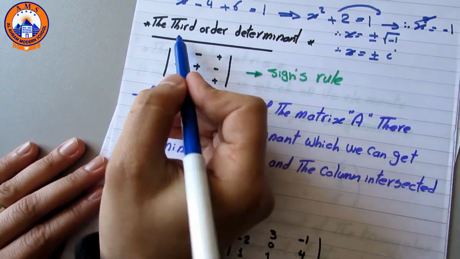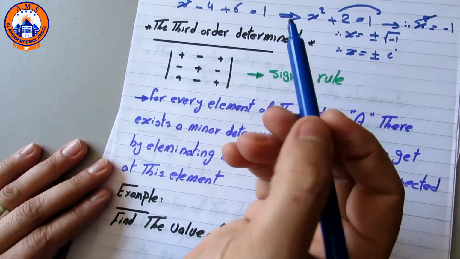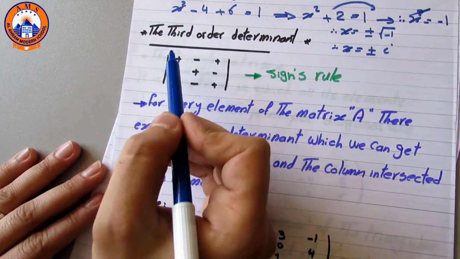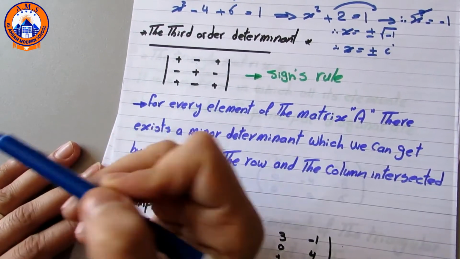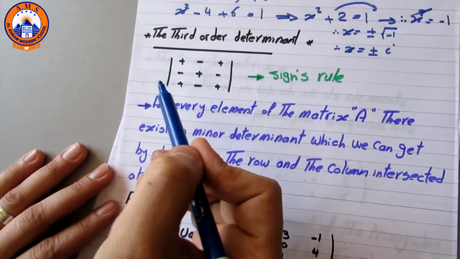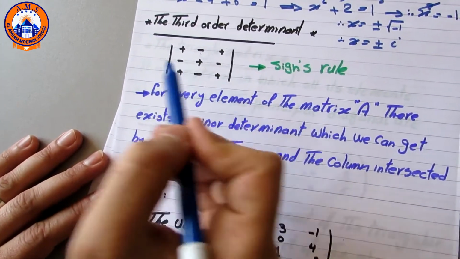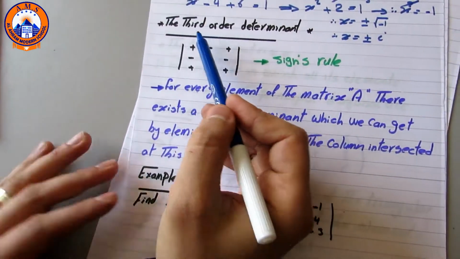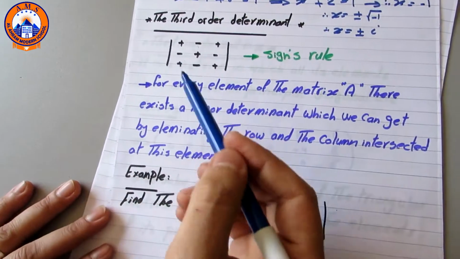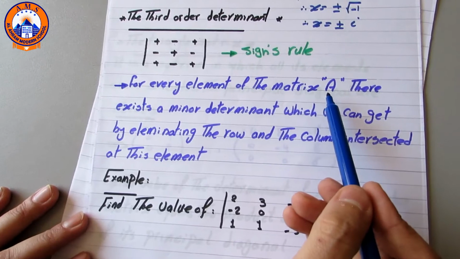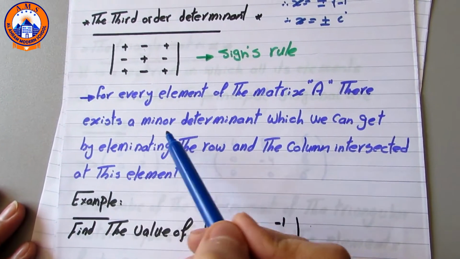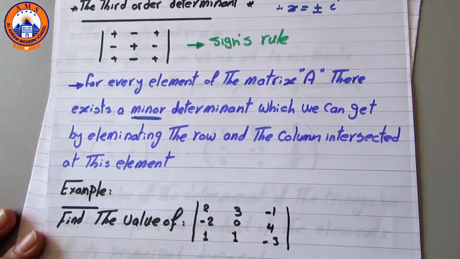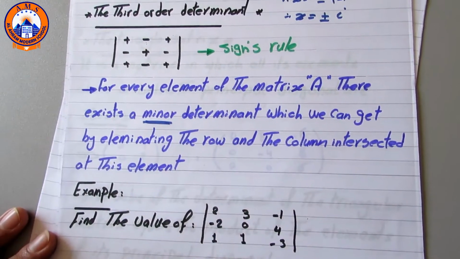The second type, the third order determinant. We have a signs rule. First row, positive, negative, positive. And the first column, positive, negative, positive. The third row, positive, negative, positive. So how to evaluate, or how to find the value of the third order determinant? For every element of the matrix A, there exists a minor determinant. Minor determinant, I mean smaller than the third, like what? It will be second order.